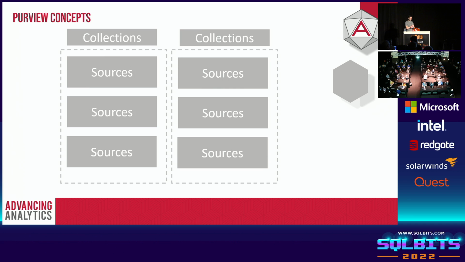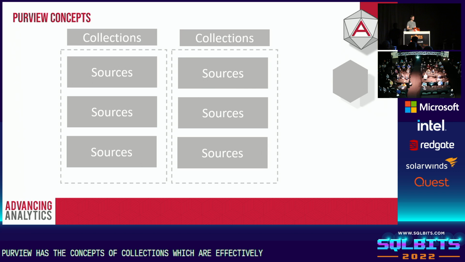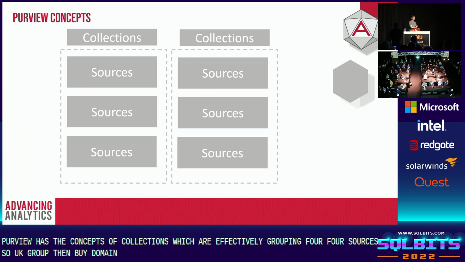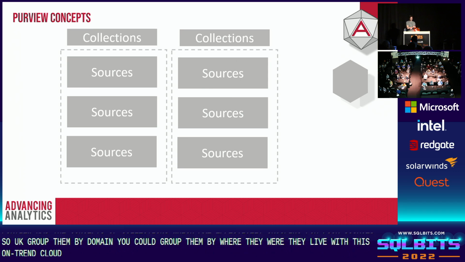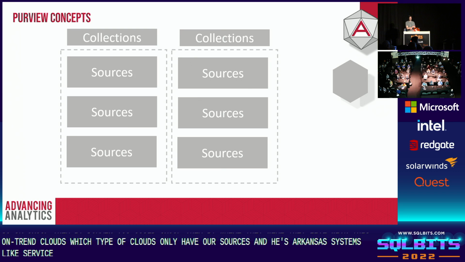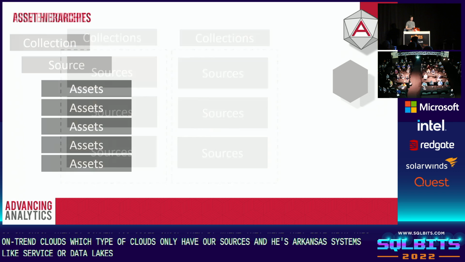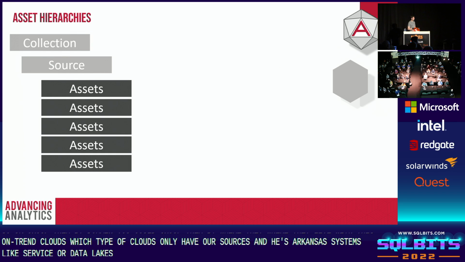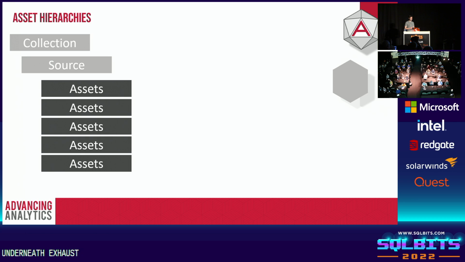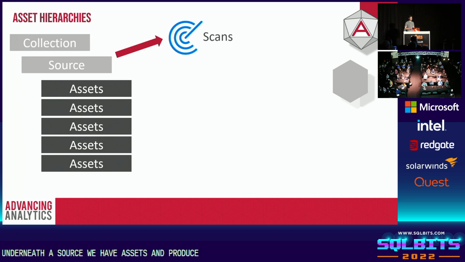So Purview has the concept of collections, which are effectively groupings for sources. You could group them by domain, or by where they live, whether it's on-prem or cloud, and which type of cloud. And we have our sources, and these are going to be source systems like servers or data lakes. And underneath a source, we have assets. And assets get produced when we apply a scan.